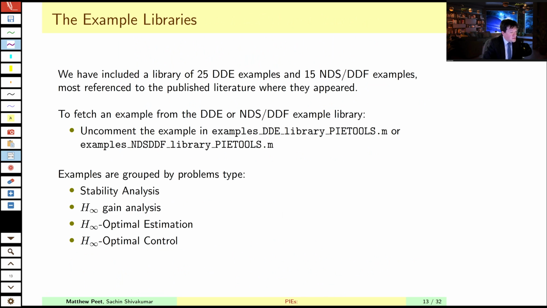So the DDF, DDE, and NDS structures are rather flexible. If you want to see some illustrations or get a better feel for how you put these structures together, we refer to the example file. We have these example files here: the DDEs are in this file, and the DDFs and NDSs are in this file. In particular, we have 25 DDE examples in this file and 15 NDS/DDF examples in this file. They're all keyed to citations in the literature, or most of them are anyway. They're also grouped by type.